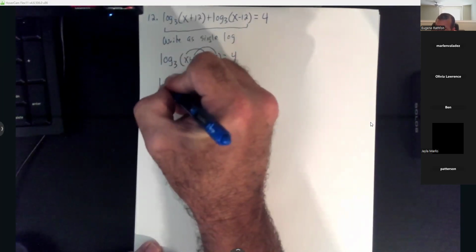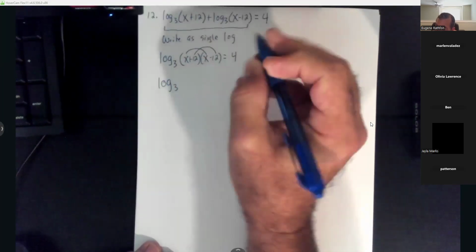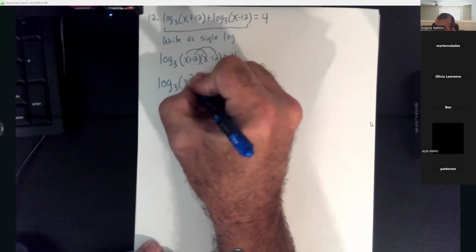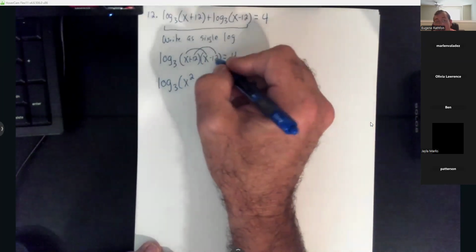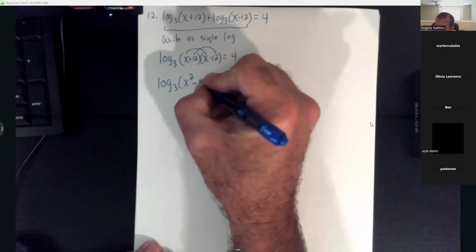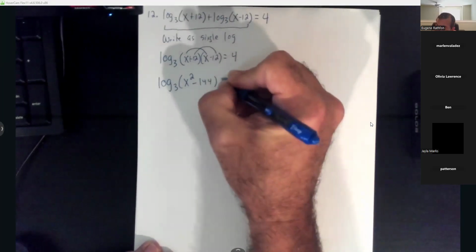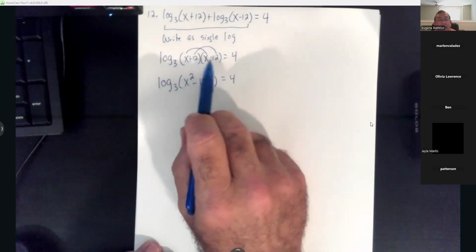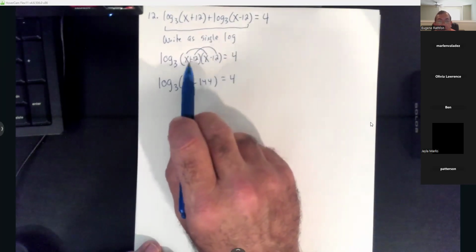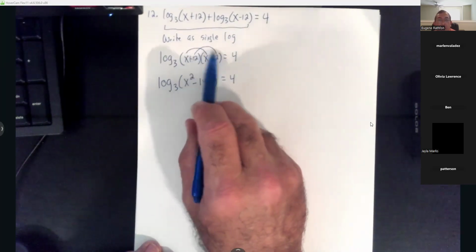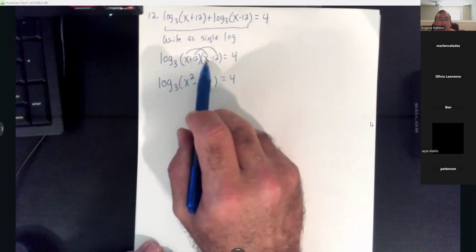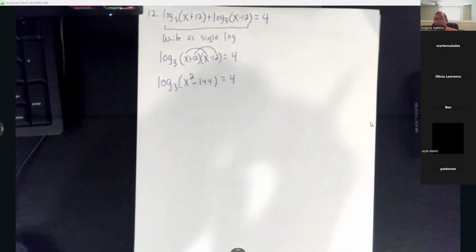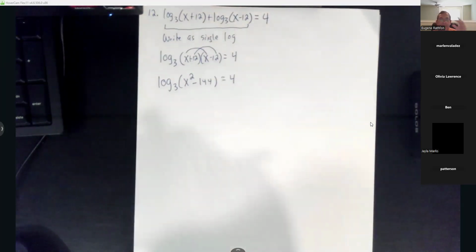So bring down that log 3. To shortcut this, x times x is x squared. 12 times negative 12 is a negative 144. All that equal to 4. Now y'all remember, anytime you got conjugate pairs like this, you can shortcut these because your inner term, the 12x, and the outer term, negative 12x, are always going to cancel, okay?